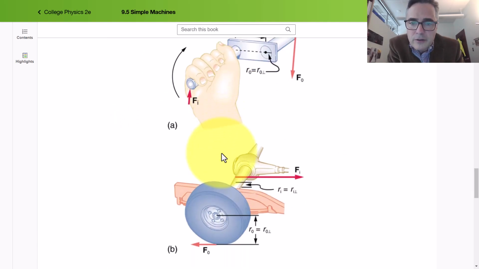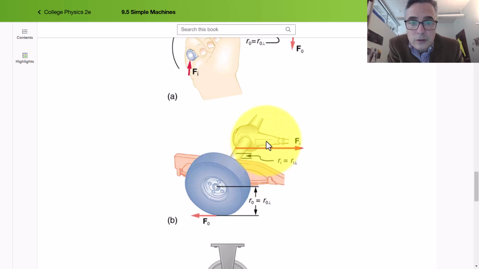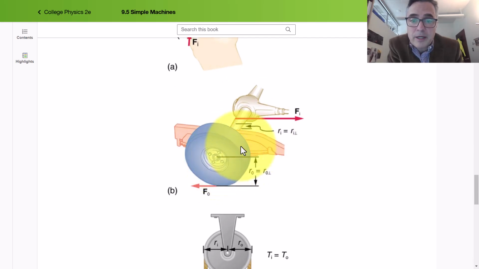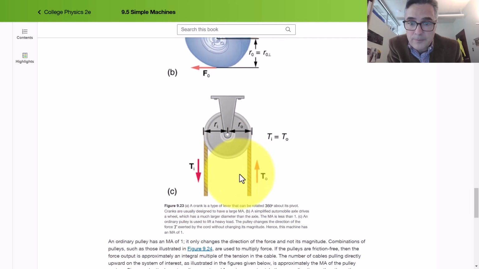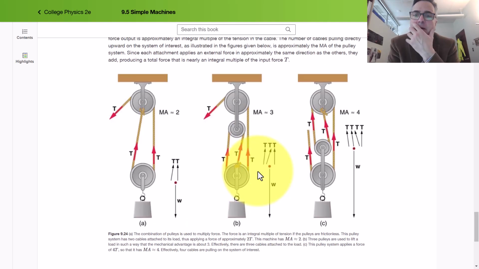A crank is another simple machine, even just a wheel. So they talk about the force on the axle of a wheel compared to the radius of the wheel. And then there's a lot of stuff here about pulleys. The idea of these pulleys is that you are looking at a free body diagram of one of the pulleys. And so here we see two tensions pulling upwards and the weight here pulling downwards.